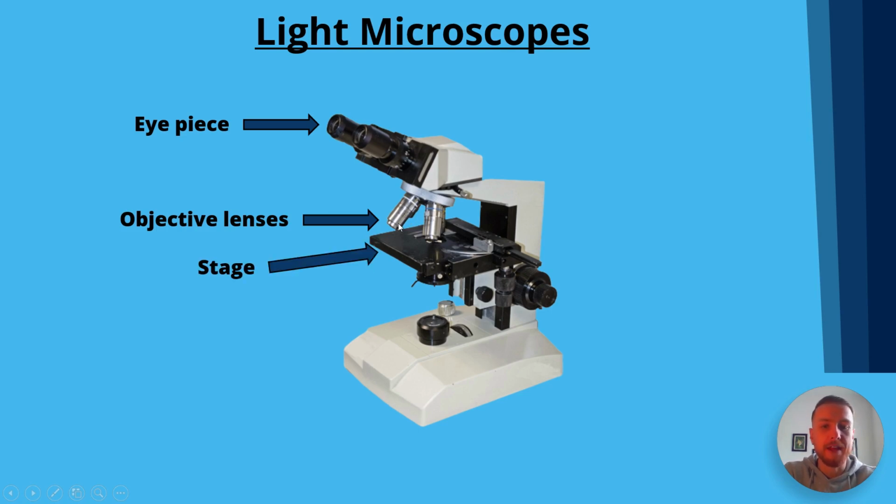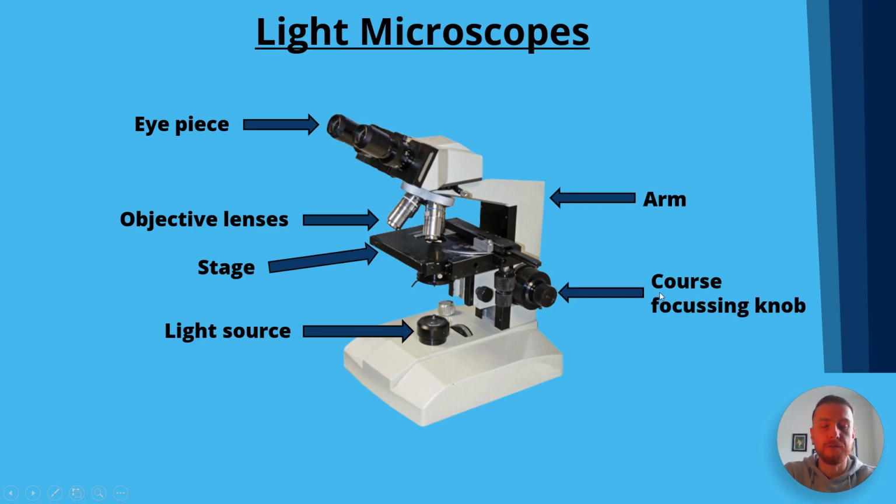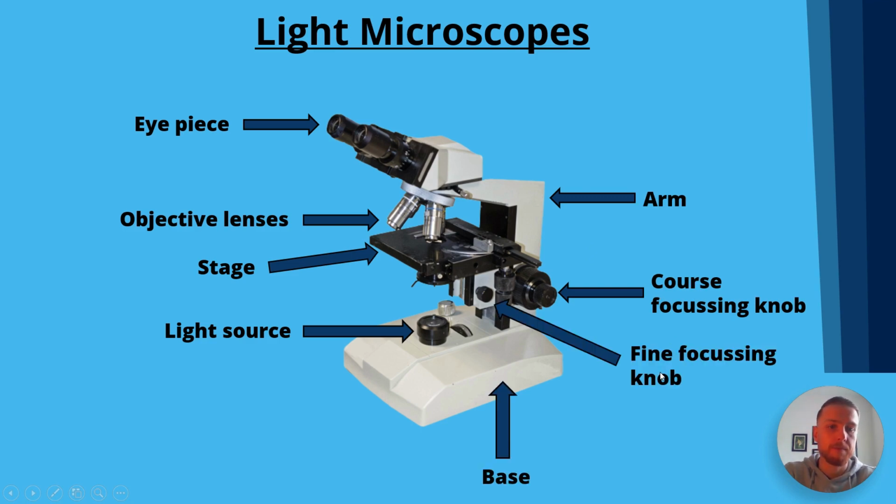We have the stage there that we place the specimen on. We have the light source that will shine the light through our thin specimens to enable us to see the details. Here we have the arm. Then we have the coarse focusing knob, the fine focusing knob, and then the base at the bottom there. So I highly recommend drawing a diagram and labeling it up as part of your revision. Then you could even cover it up and see if you can remember the parts.